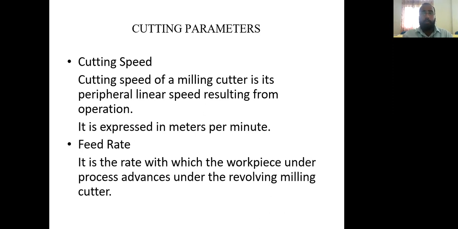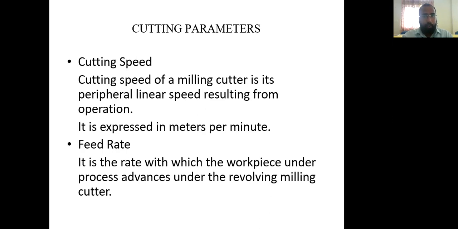So cutting parameters. What are all the cutting parameters influencing the theory of metal cutting? There are three most important cutting parameters here. One is cutting speed, next one feed rate, and the third one depth of cut. These are the three essential cutting parameters one should look upon in machining operations.